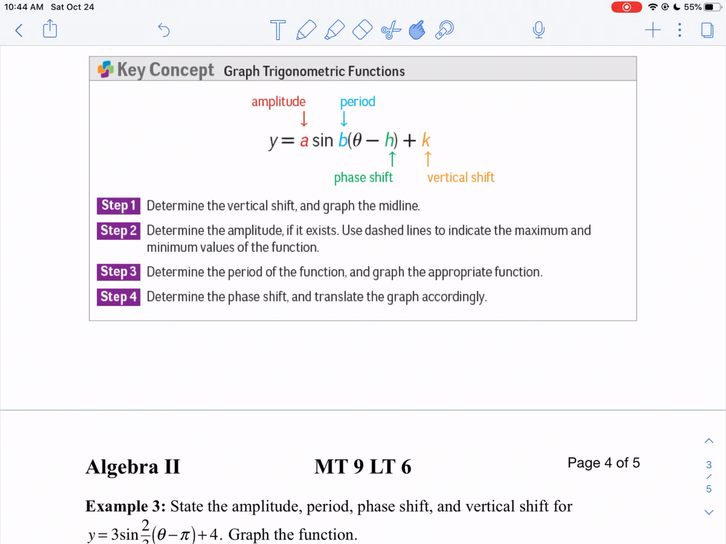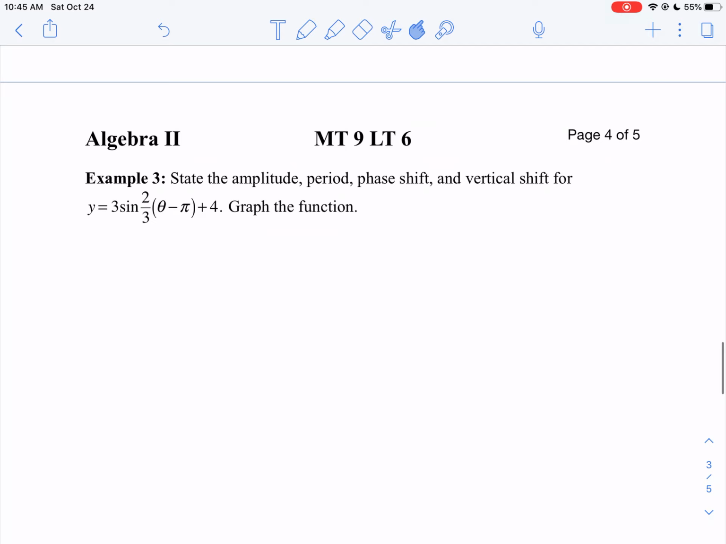To graph a trig function, here are all our transformations in one step. That is, notice your amplitude is A, your period is B, your phase shift is H, and your vertical shift is K. So you should be able to identify each of those. And we're going to use that to actually do a couple problems here. Let's start with this first question.